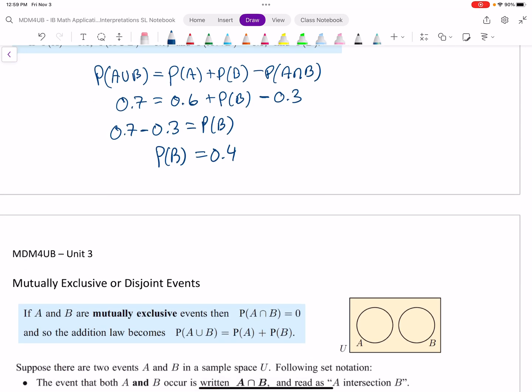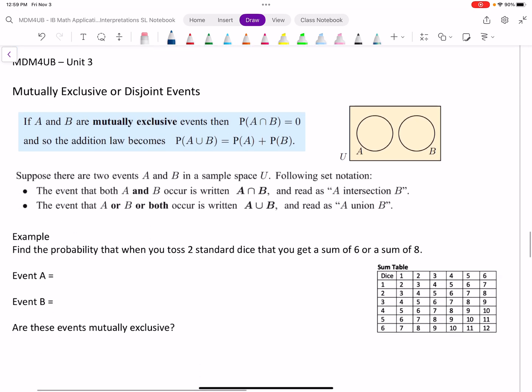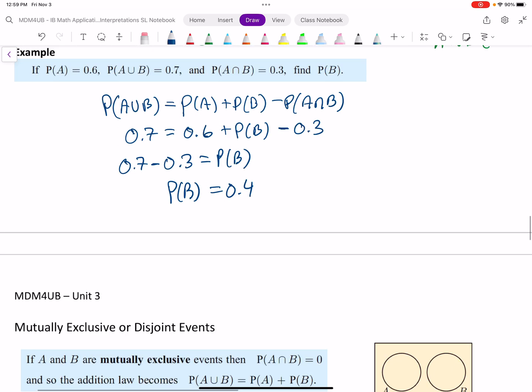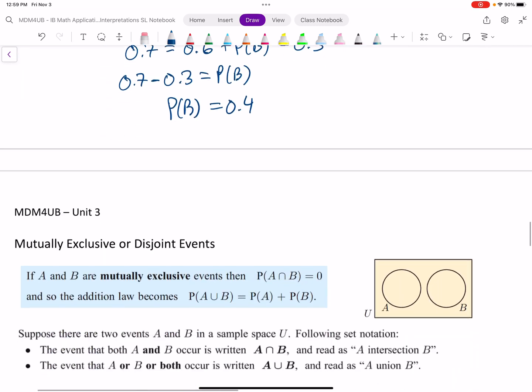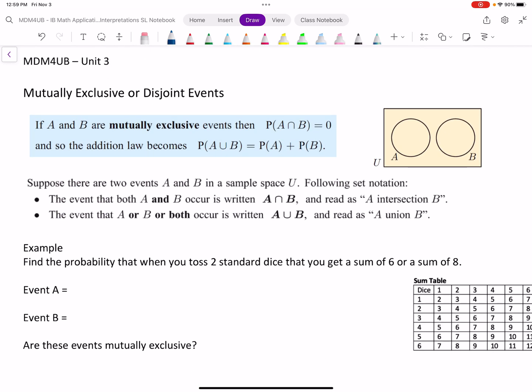So this idea of, in this case, we had intersection versus what can be called mutually exclusive or disjoint sets. If two sets are mutually exclusive, that's a fancy way of just saying they're separated or disjoint, then the probability of the intersection is 0.